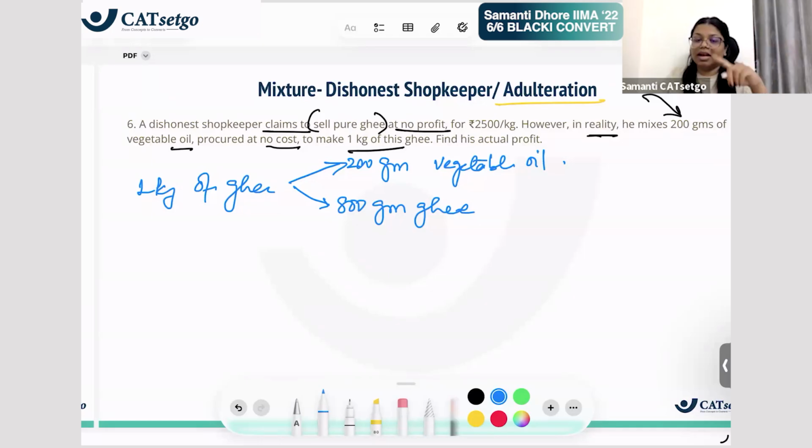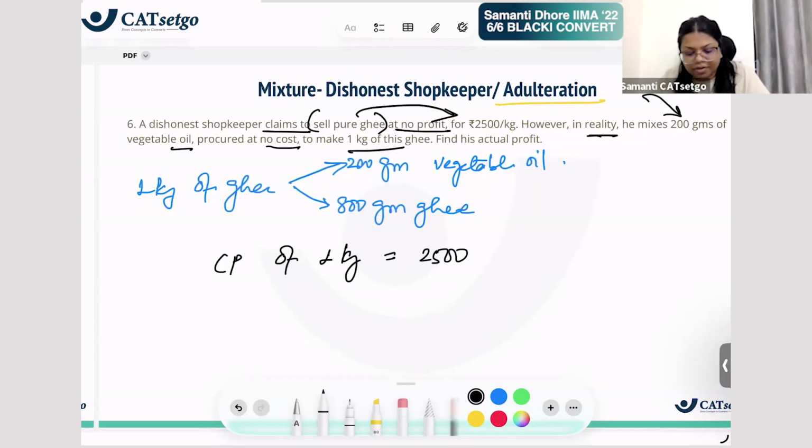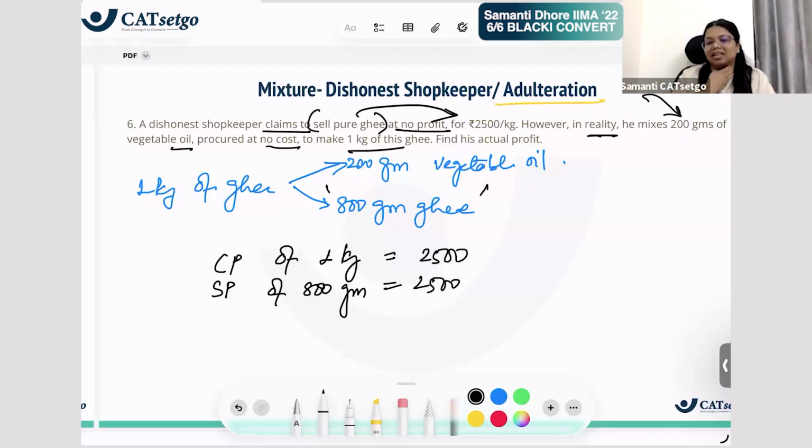So again, go back to the dishonest shopkeeper concept. What's happening here? He's saying that he's selling at cost price. So the cost price of 1 kg was 2,500, and the selling price also is 2,500 because he's selling at no profit, no loss. But this selling price is only for 800 grams. Why? Because only that much ghee is being sold. The other part is oil, pocket ka oil, free oil.